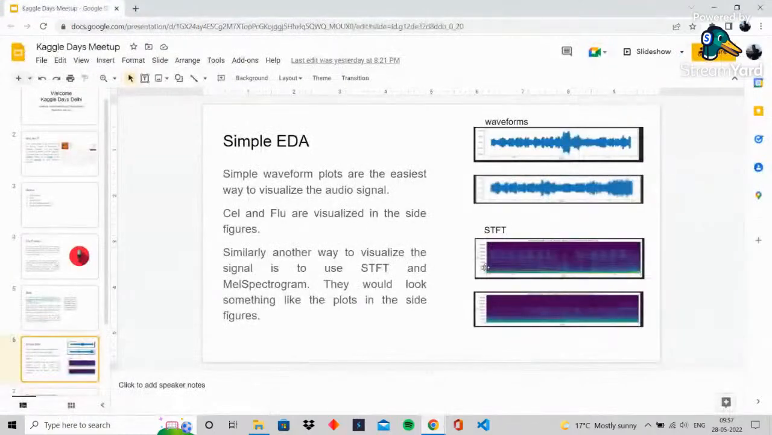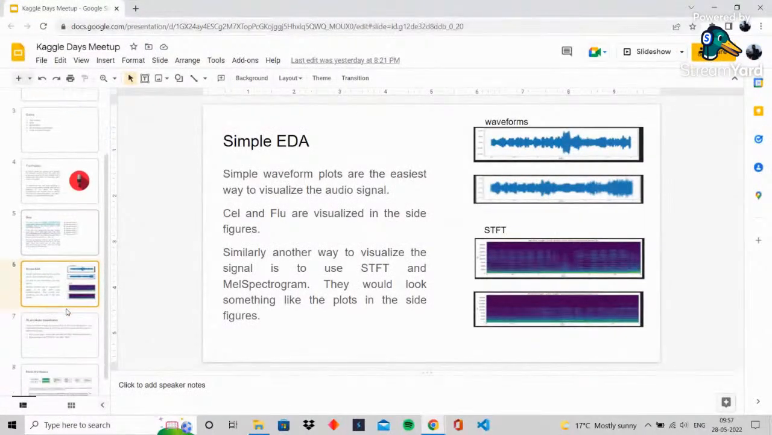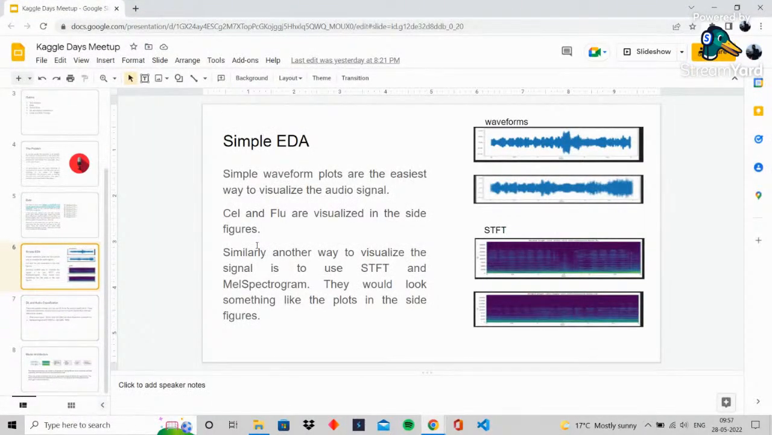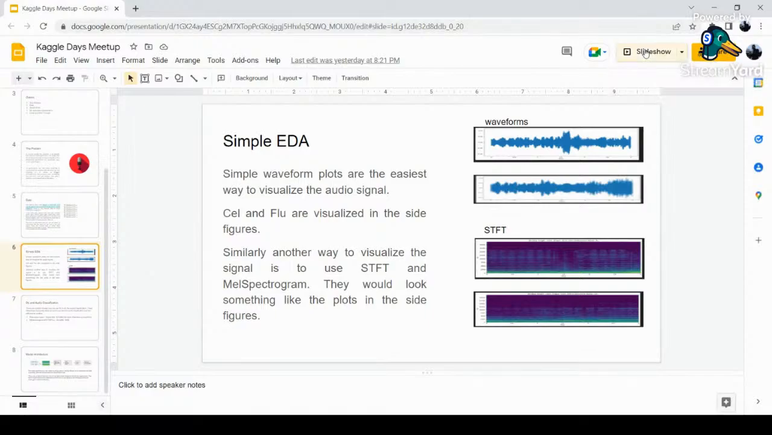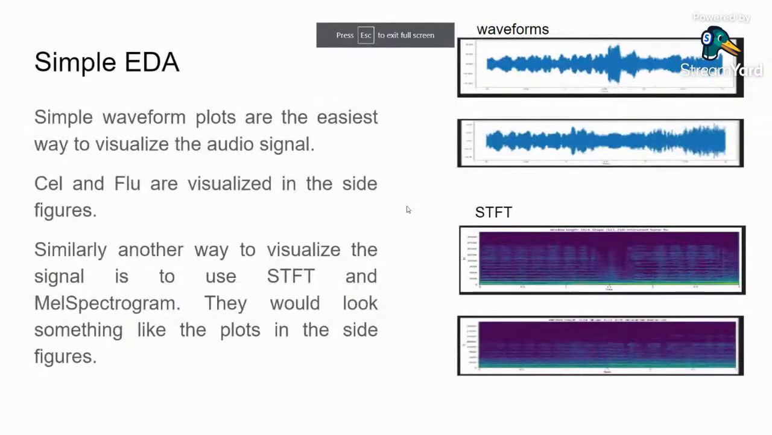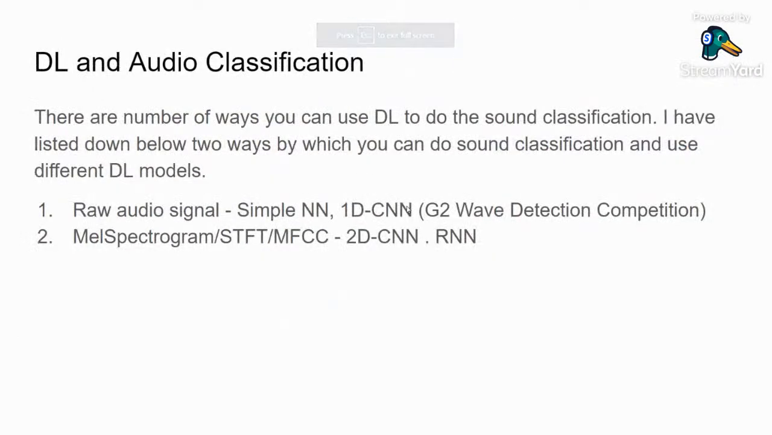First, let's go back to some of the slides and talk a little bit about some of the stuff there. So we saw the simple EDA, and now let's move to deep learning for audio classification. There are a number of ways you can utilize deep learning to do sound classification. First we saw the waveform plot, right, which was amplitude against time.